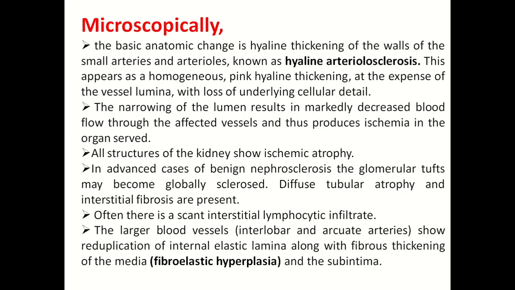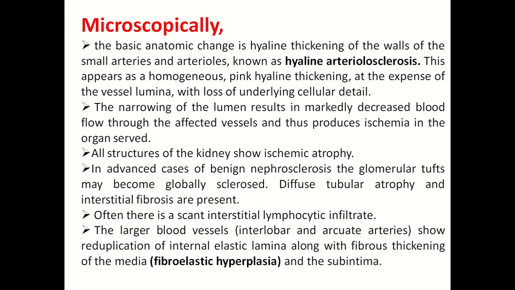If we talk about the microscopic features of benign nephrosclerosis, the basic anatomic change is hyaline thickening of the walls of the small arteries and arterioles, known as hyaline arteriosclerosis. The keyword is hyaline arteriosclerosis. These appear as homogeneous pink hyaline thickening at the expense of vessel lumina with loss of underlying cellular details. So there is a thickening of the basement membrane, right? Hyalinization, sclerosis means hardening of the vessels.